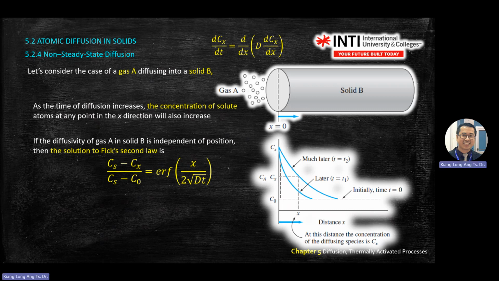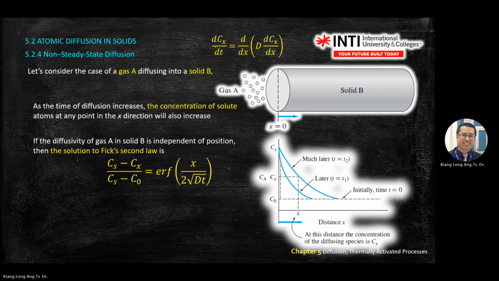Okay, then you want to find the time to reach that state, because this is usually applied in industry. So you want to estimate the time that you need to reach the concentration that you want. So you take the surface concentration minus your design concentration at that particular depth, divided by the surface concentration minus the initial concentration, equal to ERF.